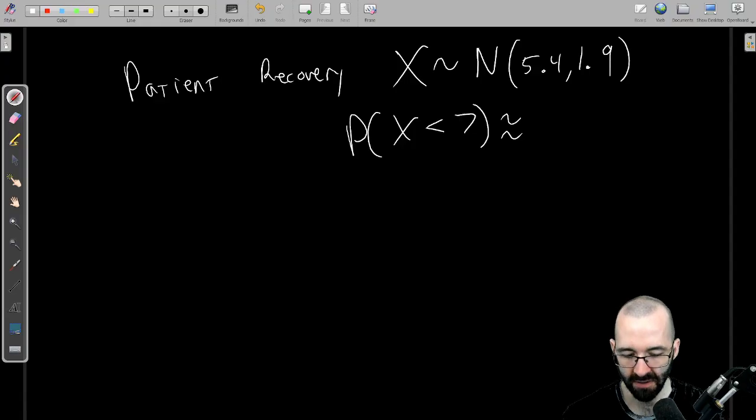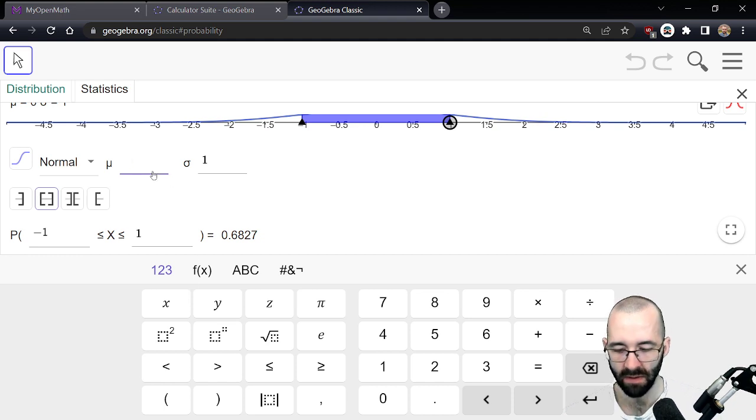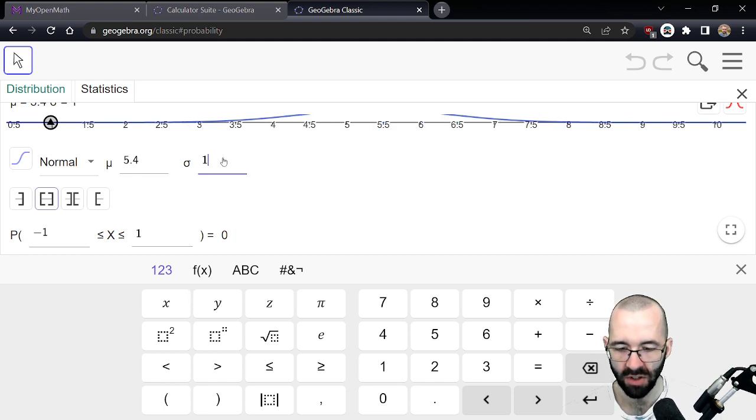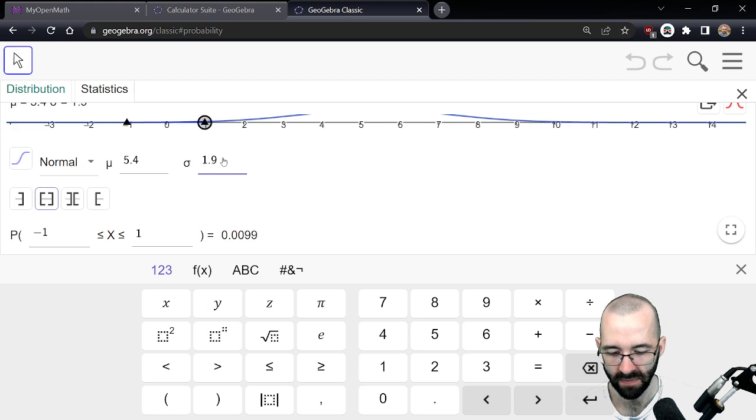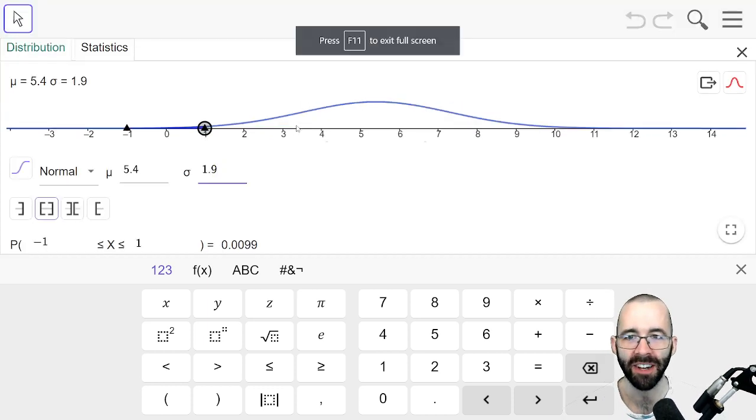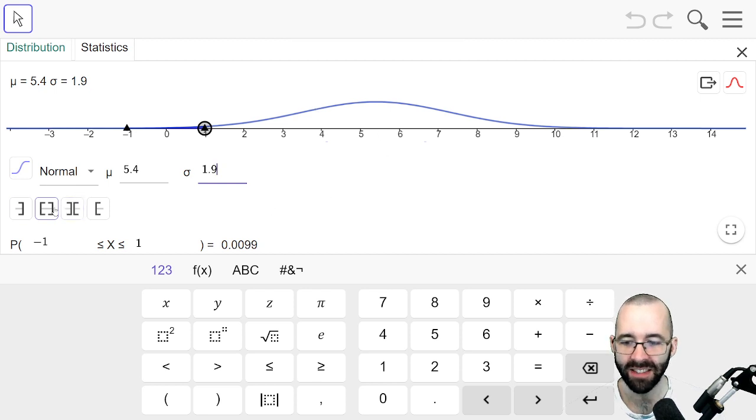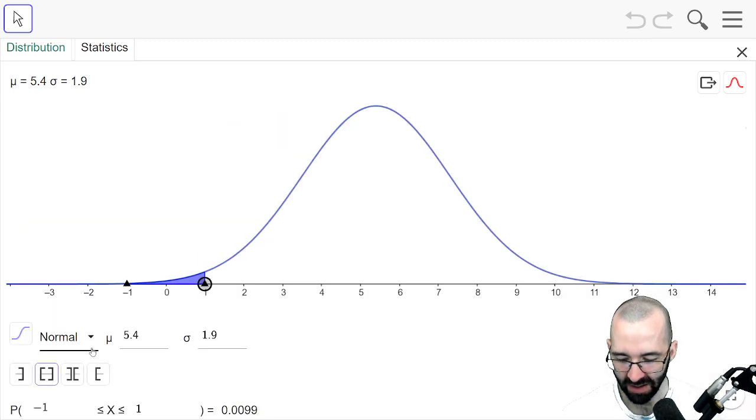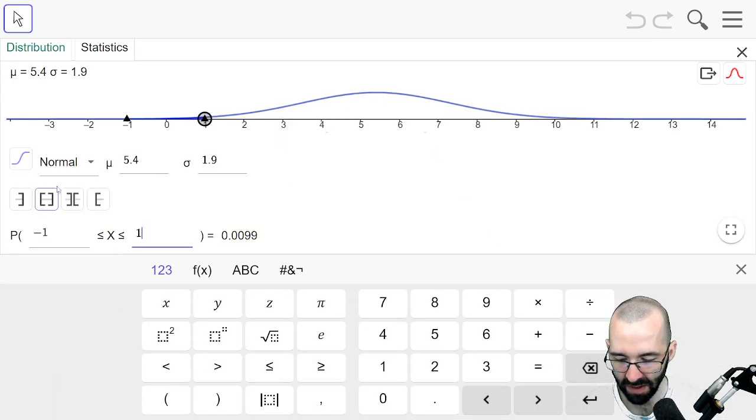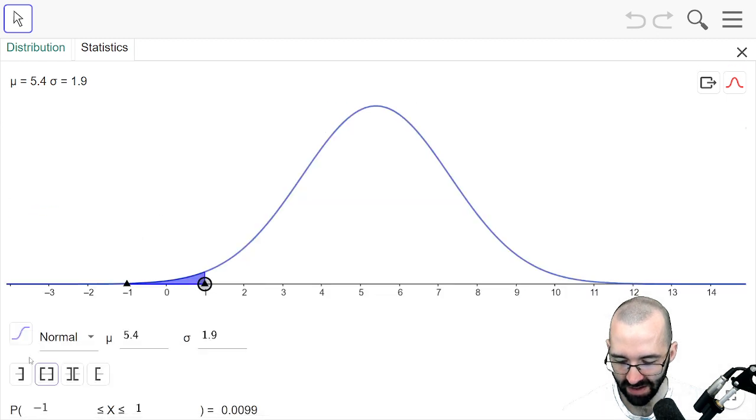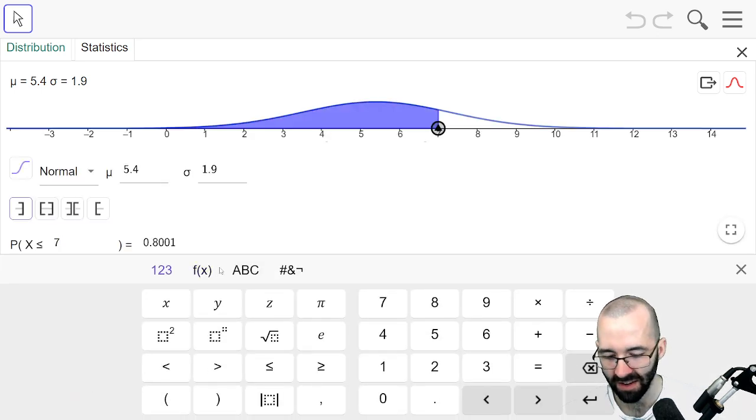Well, the mean is 5.4. The standard deviation is 1.9. And you can see this beautiful, all right, now we can see it a little bit. We're curious, what's the probability that it's less than 7? So we sit over here, say, what's the probability? We try to click the right button. There we go. What's the probability that we're less than 7?